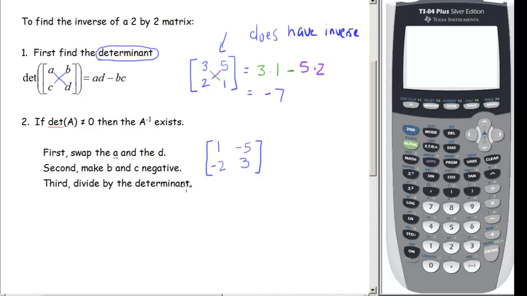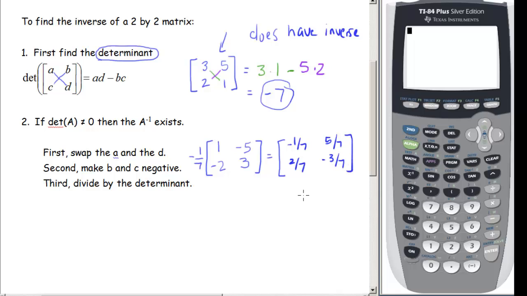And then lastly, we divide by the determinant. So I'm going to put the determinant here is negative 7, so I'm going to divide by negative 7 by multiplying out here by negative 1/7. And so we get the matrix negative 1/7, positive 5/7, positive 2/7, and negative 3/7.